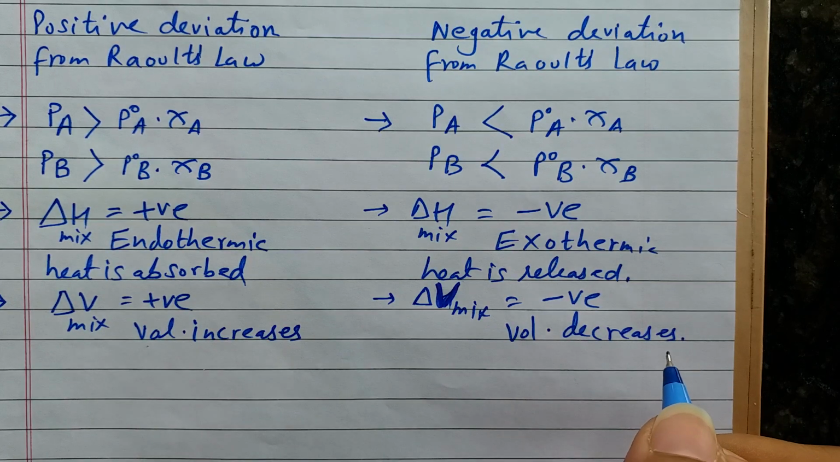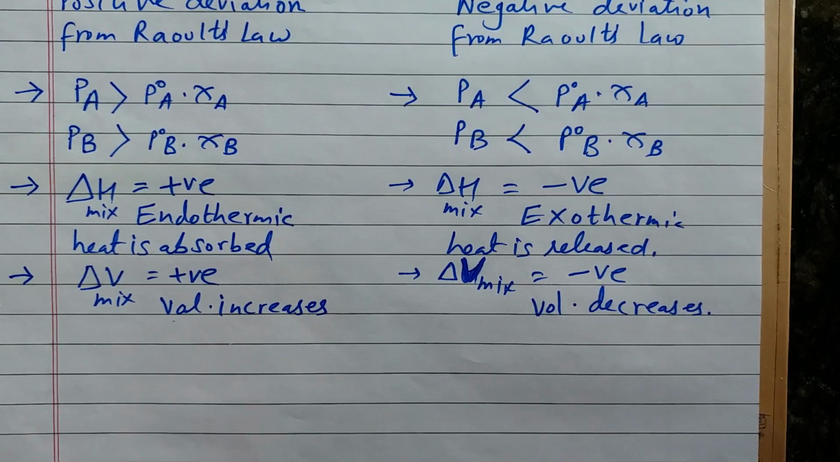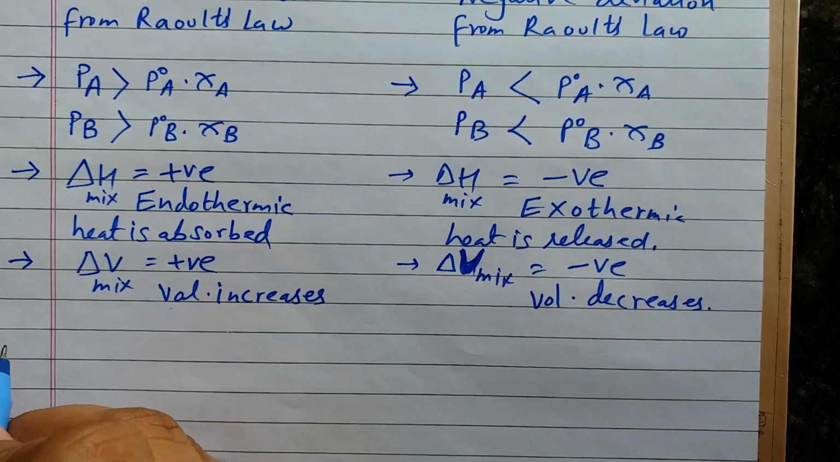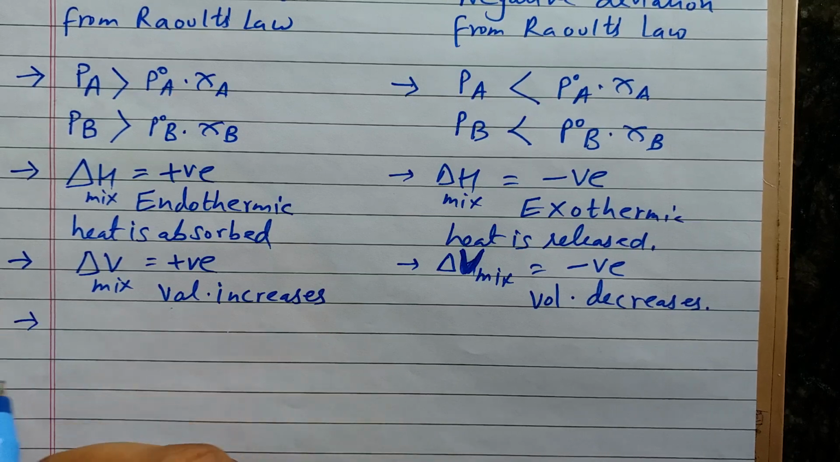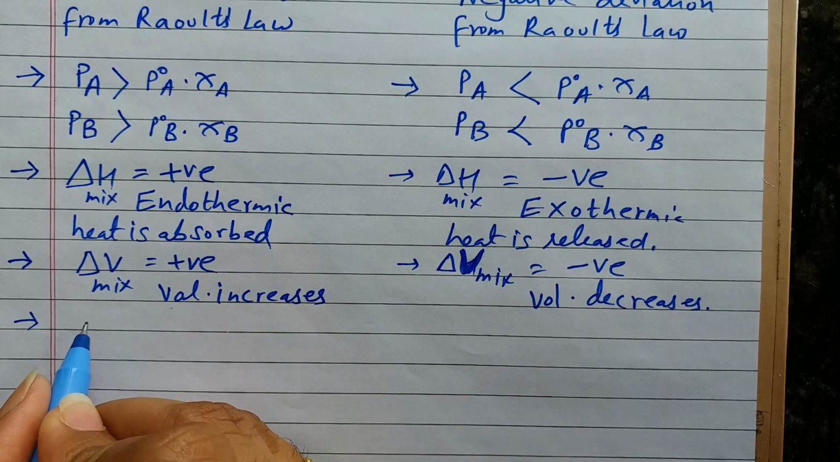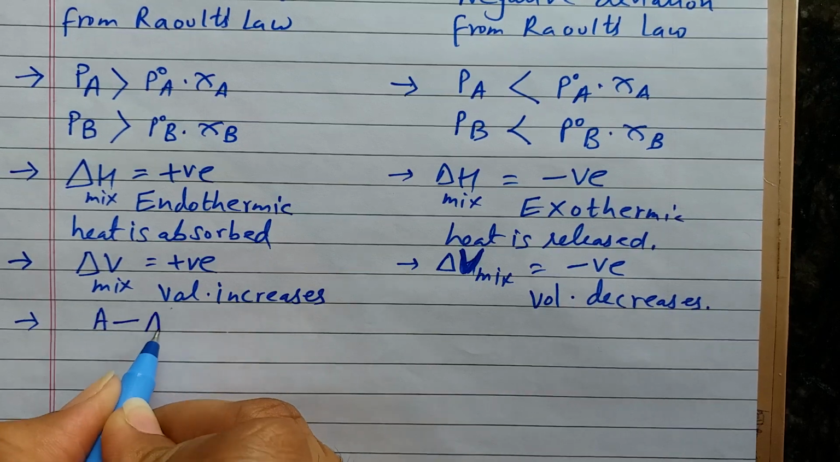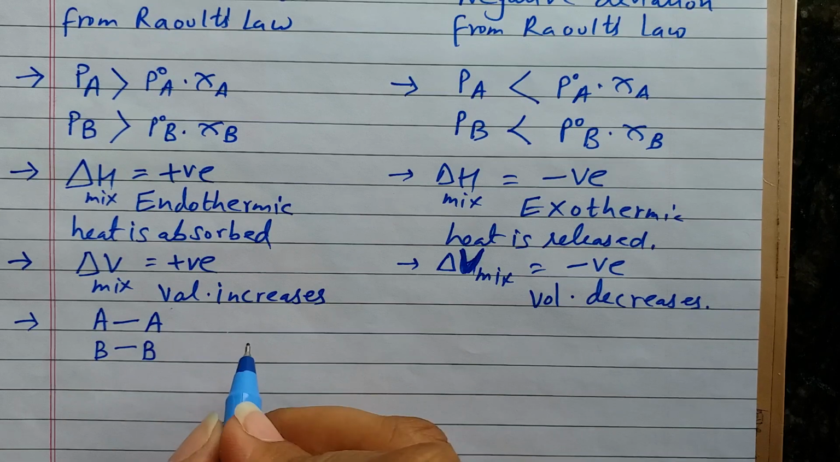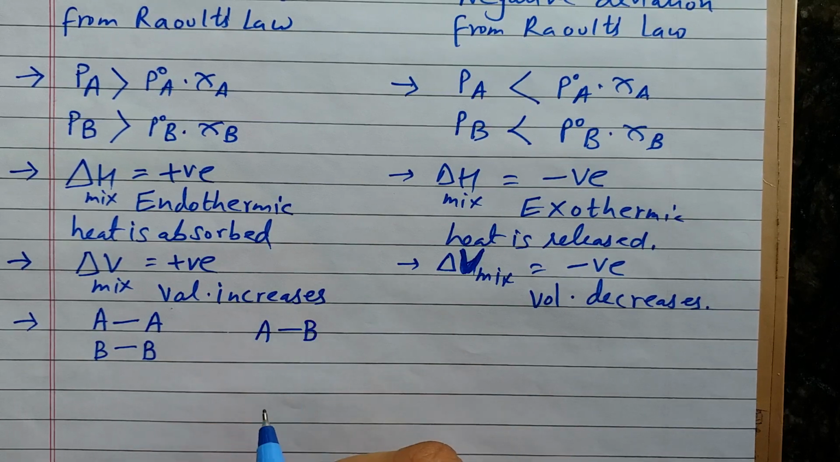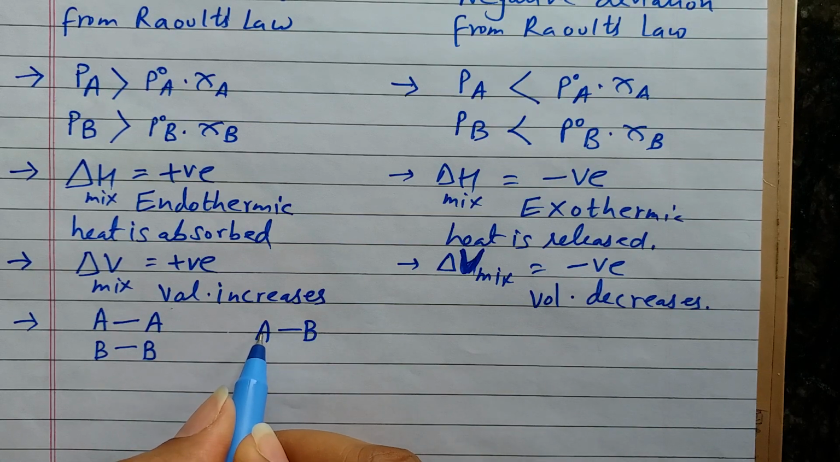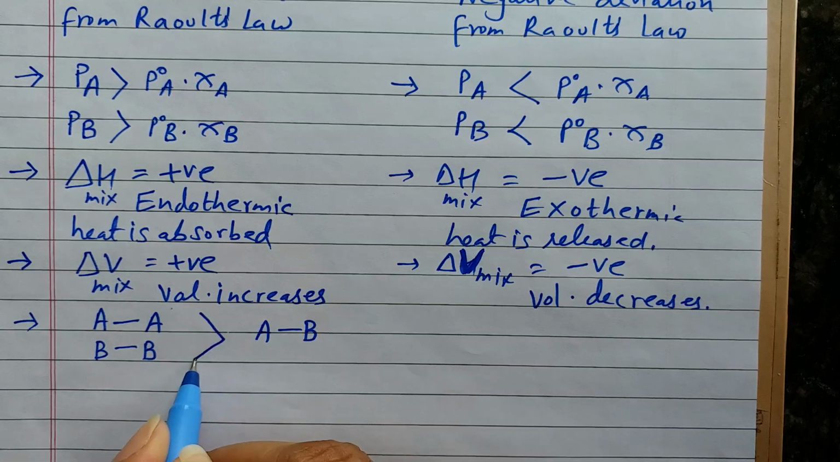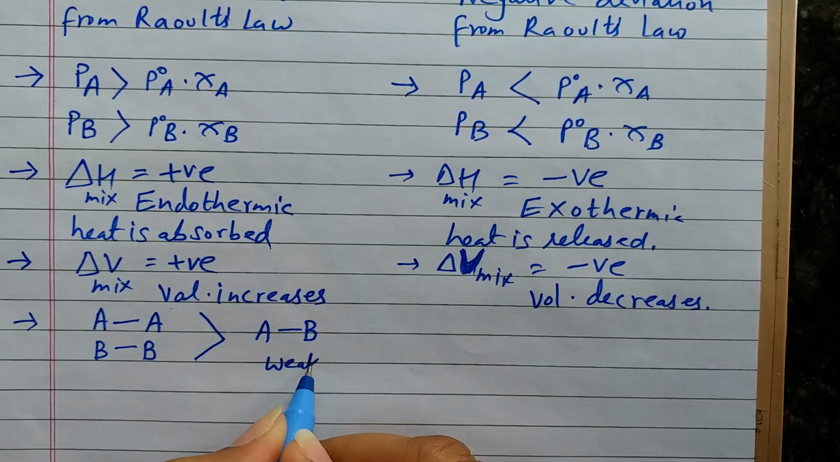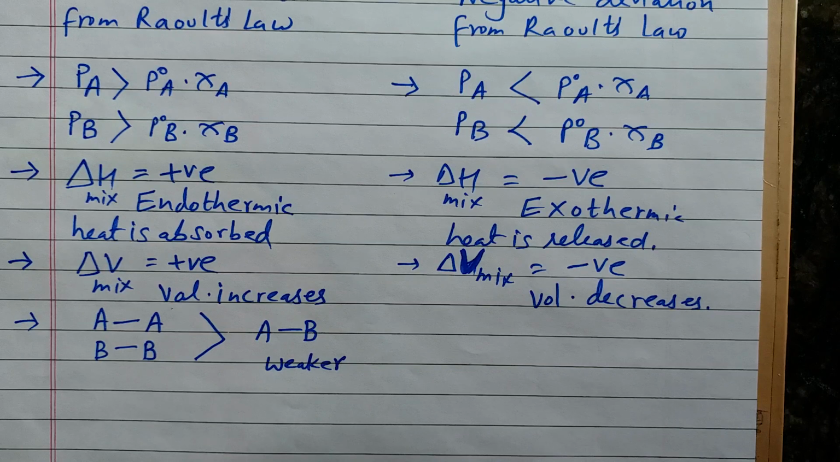Now, what are the reasons behind all these things? The answer to it is at the molecular level. So now let's see the reasons behind it. You know that there will be three different types of interactions in a solution: AA, which is solvent to solvent, BB, which is solute to solute, and AB, which is solvent to solute. Now, in case of positive deviation, the solvent-to-solute interactions are weaker. So these interactions are weaker than the initial ones.